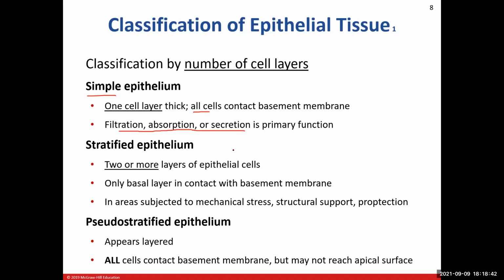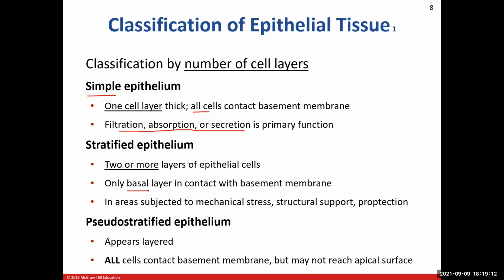All right, stratified obviously is going to be two or more layers, so only the bottommost layer will make contact with the basement membrane. Now we'll see this type of tissue in areas that are going to undergo a lot of physical and mechanical stress, right? The soles of your feet, the palms of your hands, your mouth, the cheeks inside your mouth, your esophagus, the anus, the vagina. So we'll see many layers of cells in these areas.